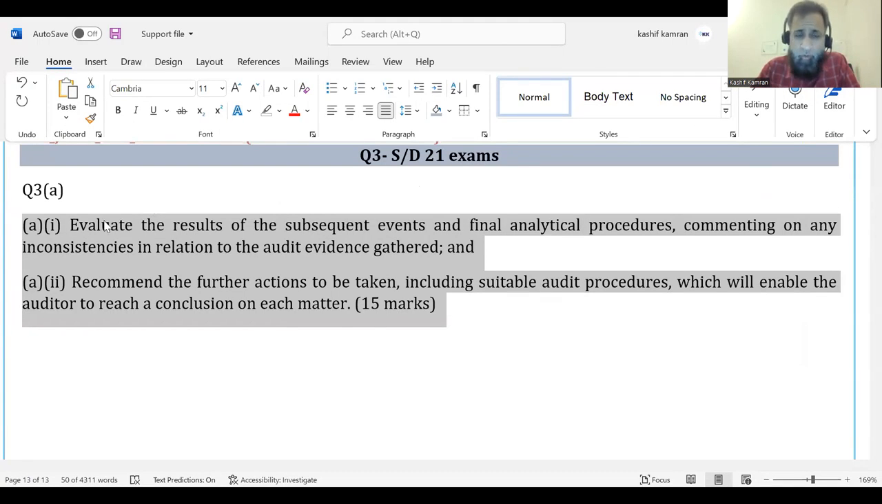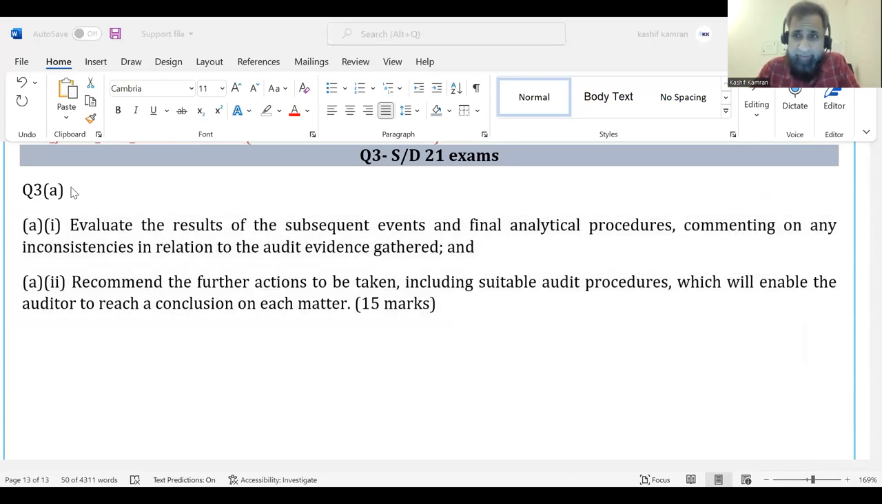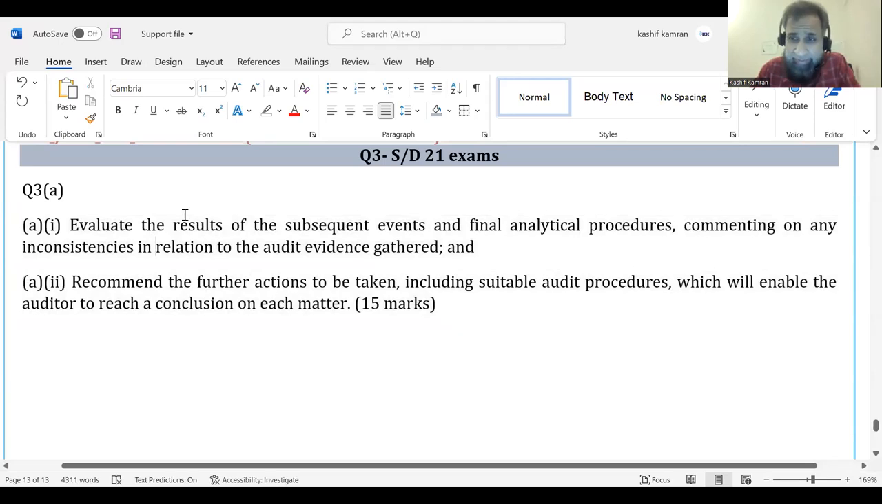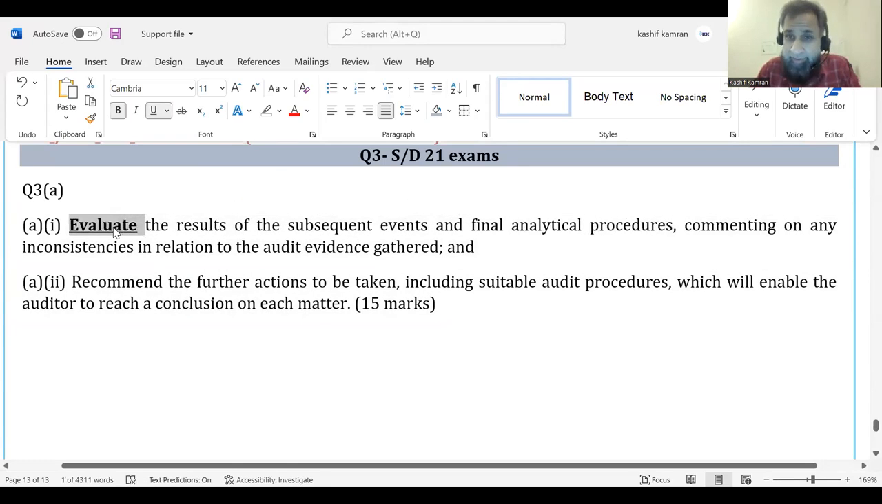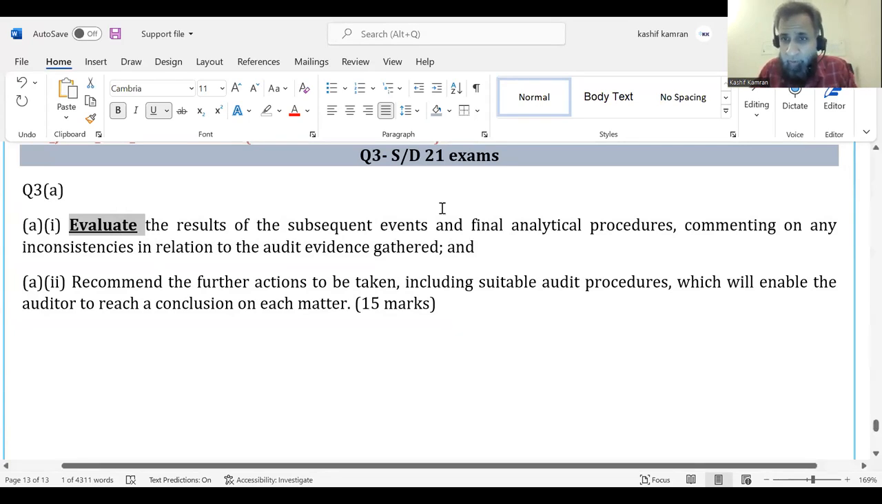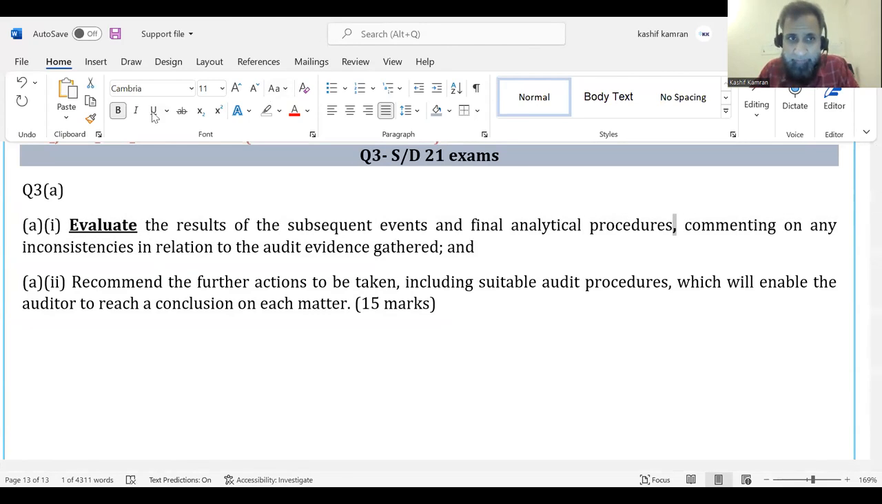Okay, good. So what is to be done in first case? Urgent company, right? Exhibit 1. Evaluate, conclusion, the results of the subsequent events given in the exhibit 1 and the final analytical procedures. So you need to evaluate the results given, but what do you need to do when you're evaluating the results? How you need to evaluate. So after the comma, the examiner is telling us how you need to evaluate.